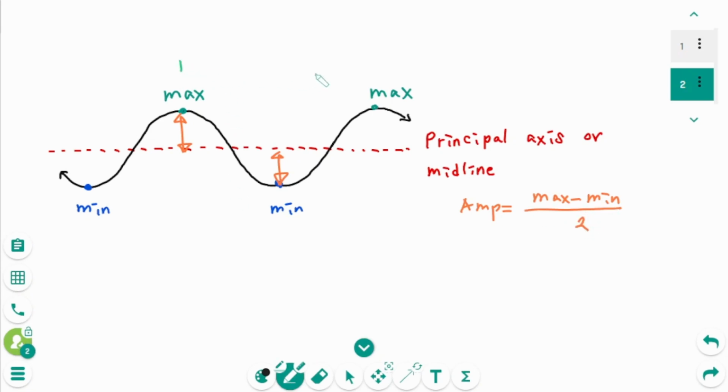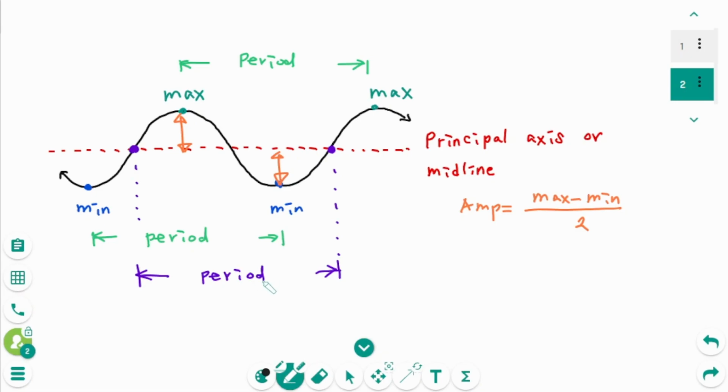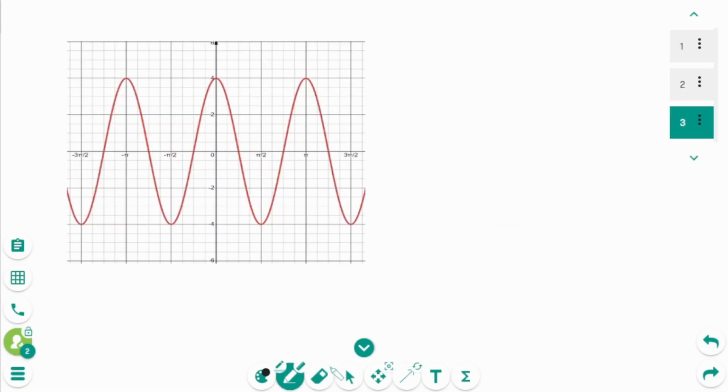To find the period, we can go from a maximum to the nearest maximum, or from a minimum to the nearest minimum, or from a point to the nearest repeating point. Shall we check it with a trigonometry function? Since we are at the beginner level, we will not do a typical trigonometric function graph. A graph to track the period and amplitude is sufficient.